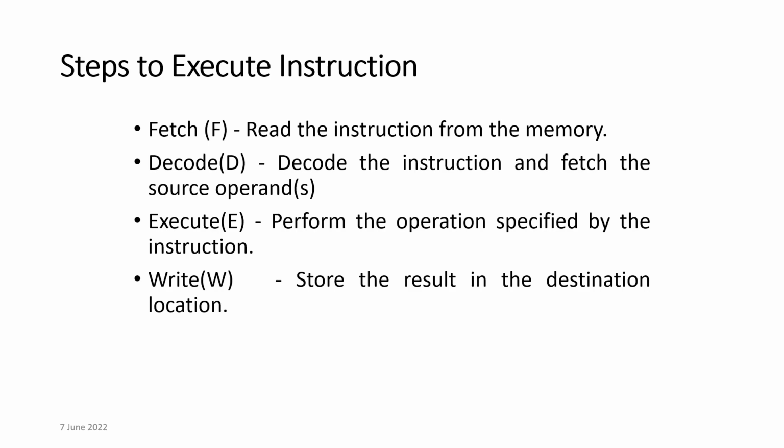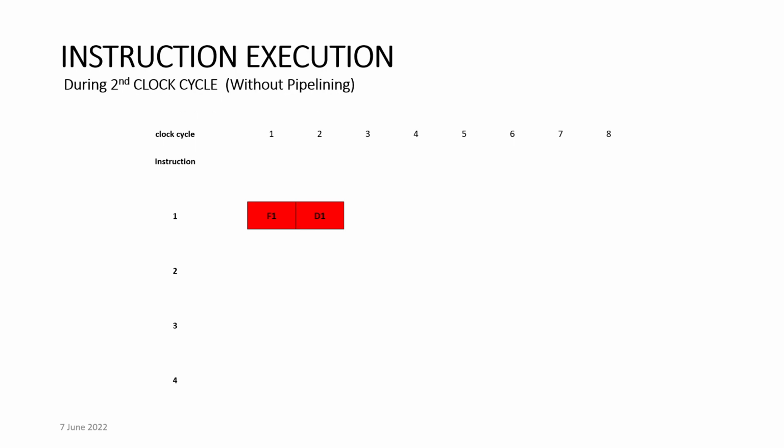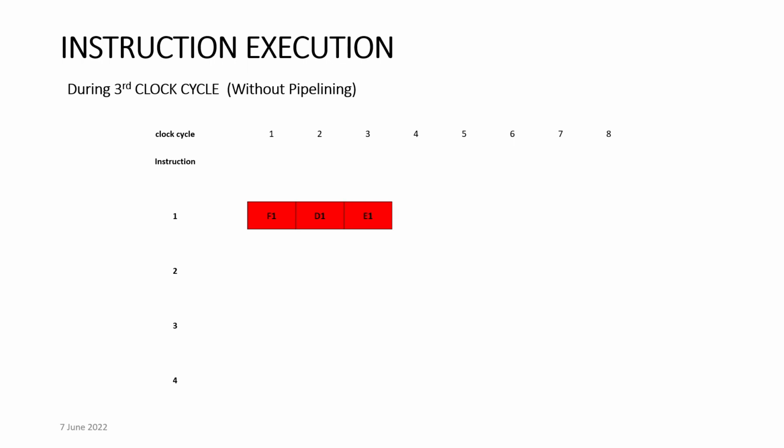Here, we'll see how it's going to reduce that. To execute the program, we have to go through fetch, decode, execute and write back. Each one is performed by a separate unit: the fetch unit, decode unit, execute unit and write unit. In normal execution, assume during the first cycle the first instruction is fetched, during the second cycle it is decoded, in the third cycle it is executed, and the fourth is writing the result in the destination.